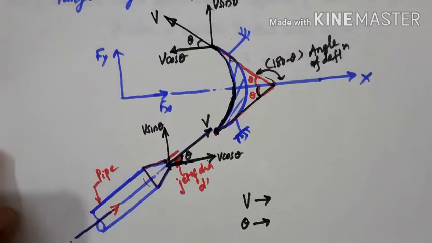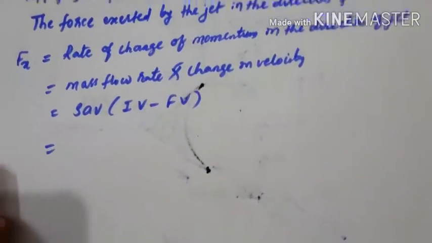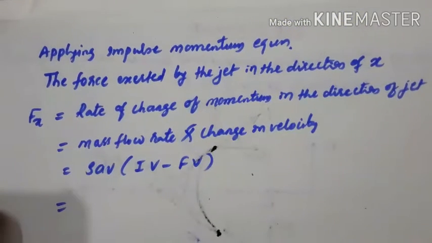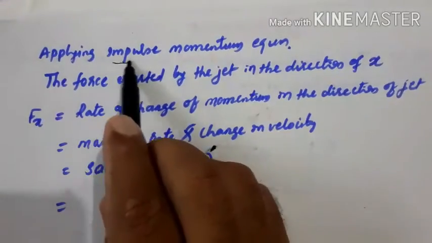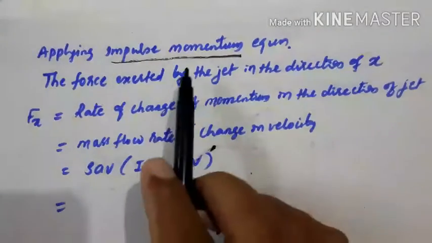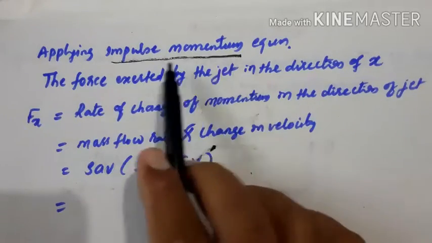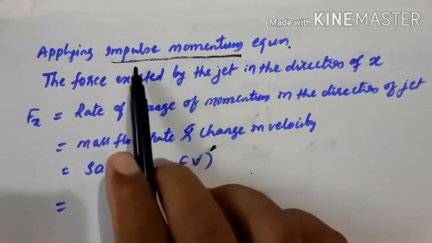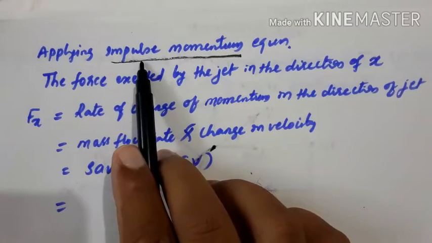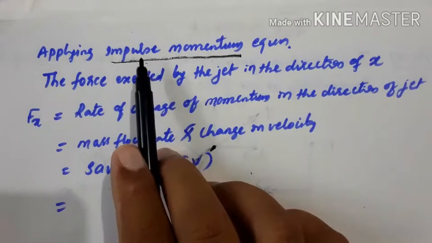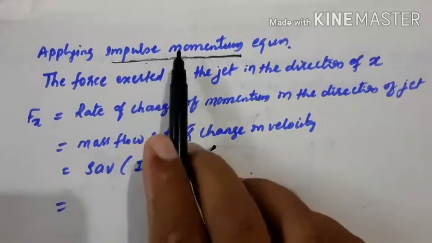Okay, so after this, let us apply the impulse momentum equation as usual. For solving impact of jet problems, we have to use one theorem, that is the impulse momentum theorem. About this equation you all know. Why is it called the impulse momentum equation? Because the force is acting for a very short interval of time by the jet on the vane, and because of that we have to use the impulse momentum principle.